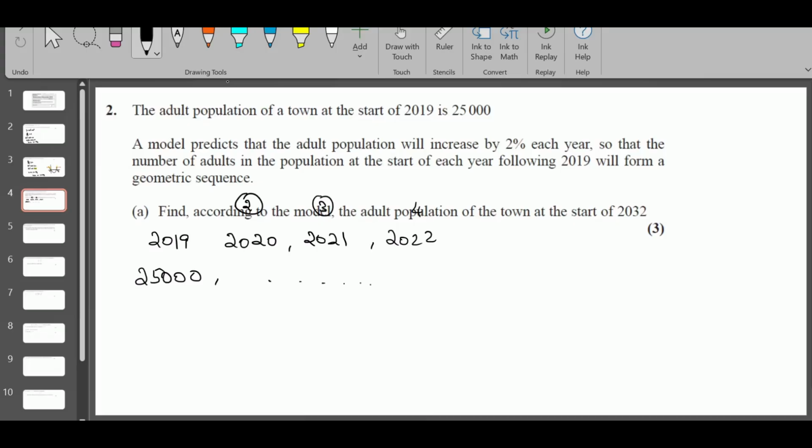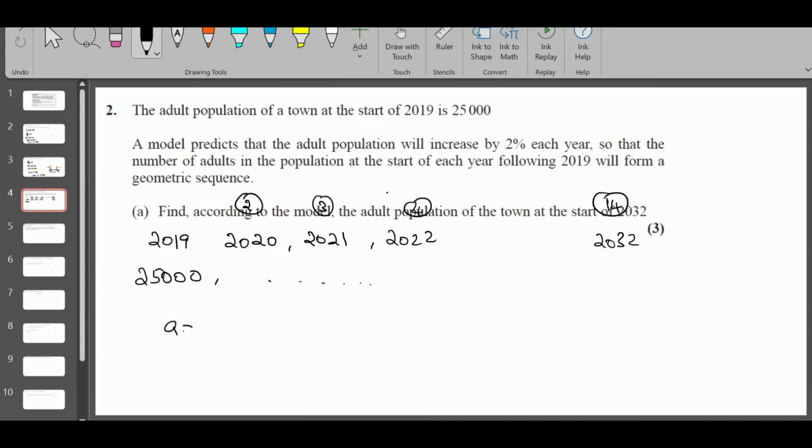2022 is the fourth term. But when you find the difference, you get 2, but actually it's the third term, right? The same way for 2032, when you find the difference, you're going to get 13 as the difference, so it's going to be the 14th term. Hope you understand this.